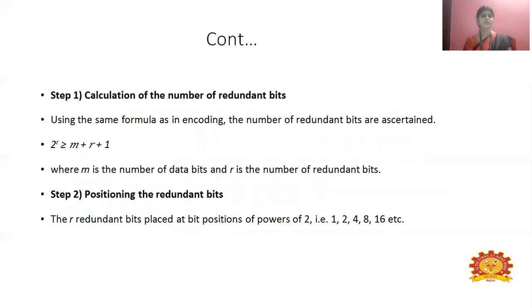Step 1, calculation of the number of redundant bits. Using the same formula as in the encoding, the number of redundant bits is ascertained. That is, 2 power r is greater than or equal to m plus r plus 1, where m represents the number of data bits and r is the number of redundant bits. Next, step 2, positioning of the redundant bits. You already know that the redundant bits are placed at the bit positions of powers of 2, that is 1, 2, 4, 8, 16, etc.